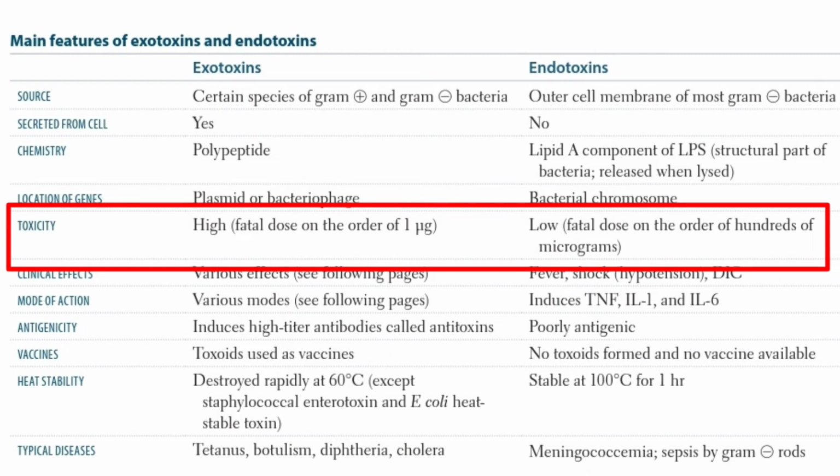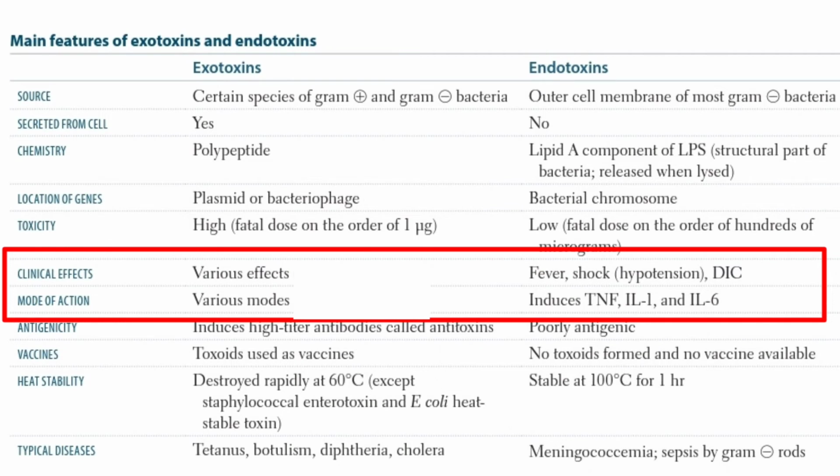If you look at the toxicity, the exotoxins are very fatal. The toxicity of the exotoxin is very high. The fatal dose is in the order of 1 microgram, whereas for the endotoxin, the toxicity is low. A fatal dose on the order of hundreds of micrograms is seen with endotoxins.